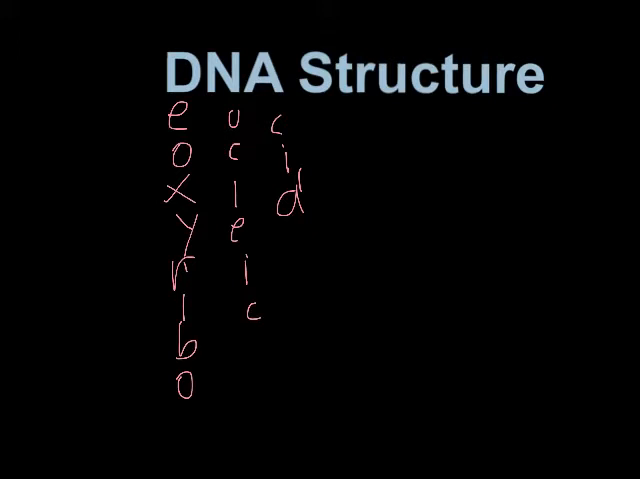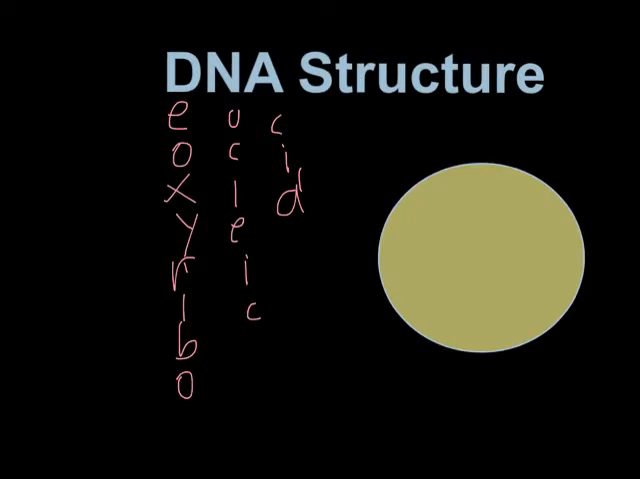We'll come back to the deoxy part later on. But the first thing that we should notice is that it is a nucleic acid. And we learned earlier this year that a nucleic acid is one of the 4 macromolecules along with lipids, carbs, and proteins. Alright, so what that tells us, since it's a nucleic acid, it's a macromolecule.